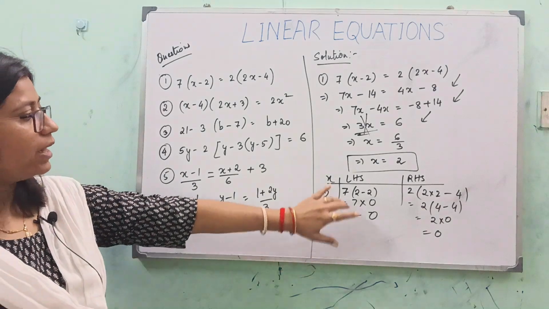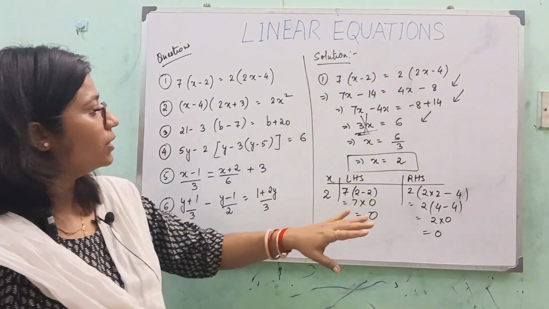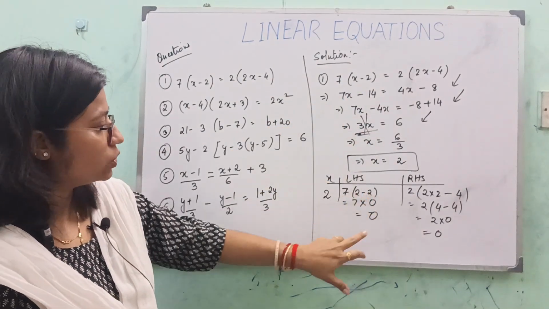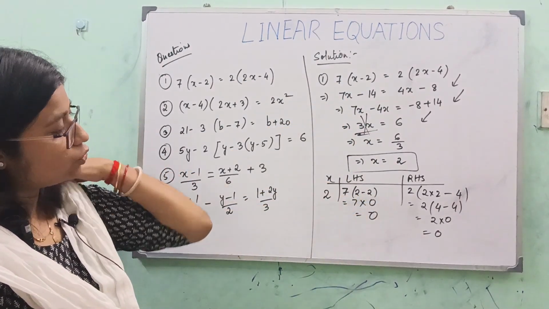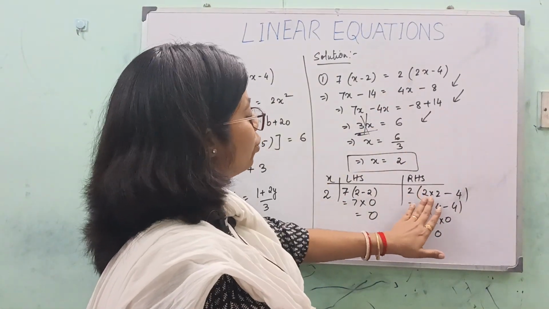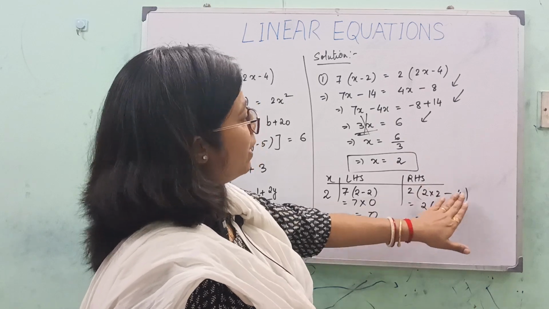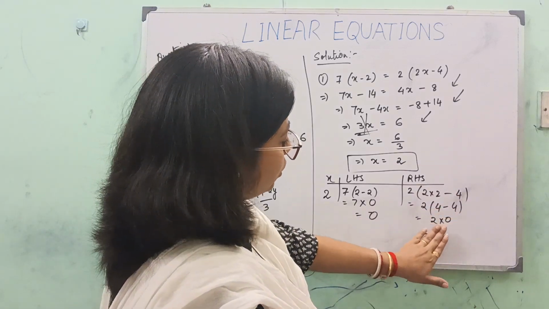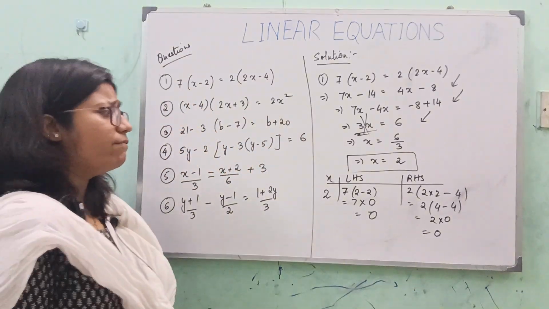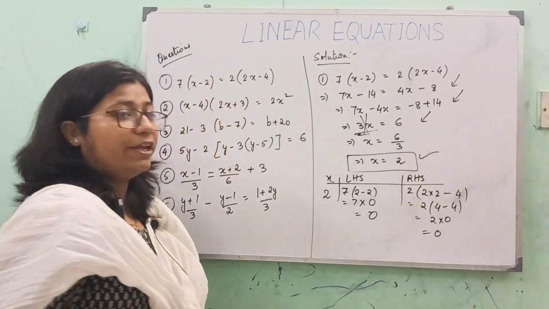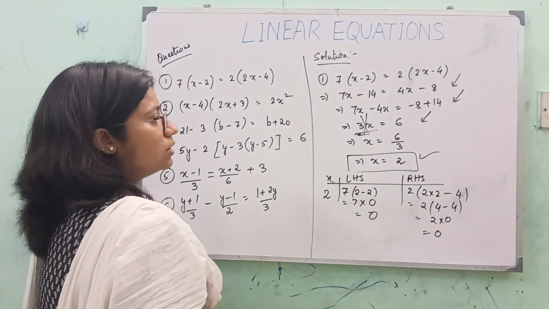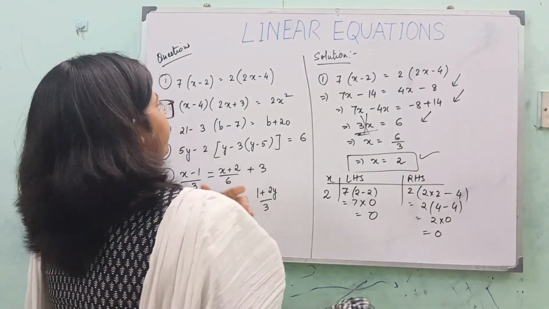Now we can place the value of x as 2 in the equation. So when x is equal to 2, now LHS becomes 7 into 2 minus 2. So 7 into 2 minus 2 means 7 into 0, which is 0. In the RHS, when you place the value of x, 2 into 2x means 2 into 2, 4 minus 4. So 2 into 4 minus 4 is 2 into 0, which is 0. So your RHS and LHS both give the same value. Thus, this is the verified solution of the given equation. That is the first equation. I hope this sum is clear.